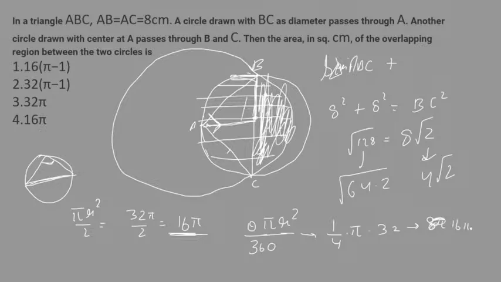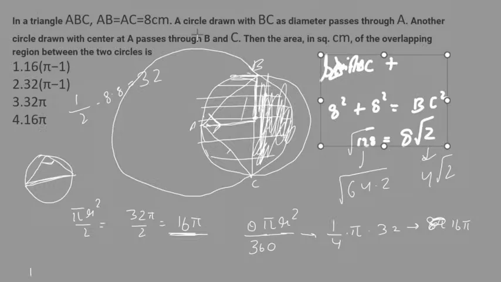So what do I do over here now? The area of this triangle is half into 8 into 8, which gives me 32. So in total, what do I have? I'm writing it over here. Okay, one second, I'll remove a little bit so that I can write the entire thing.